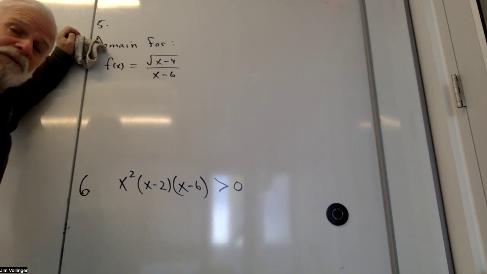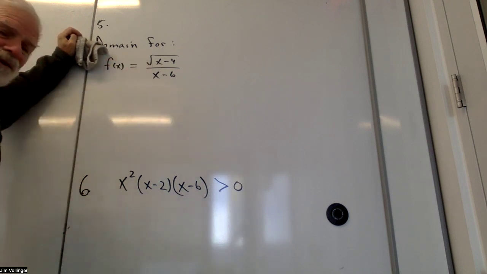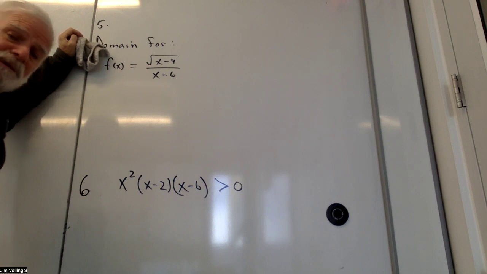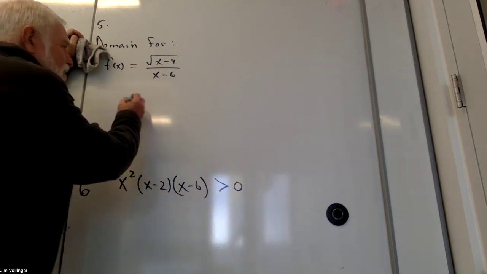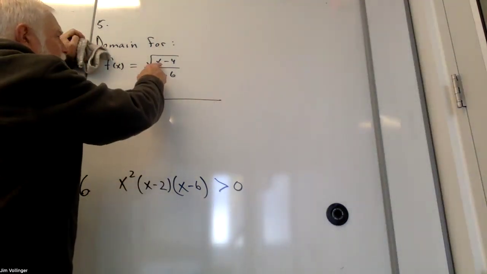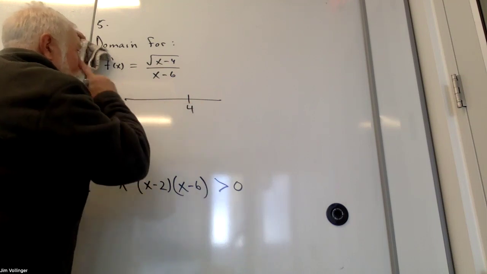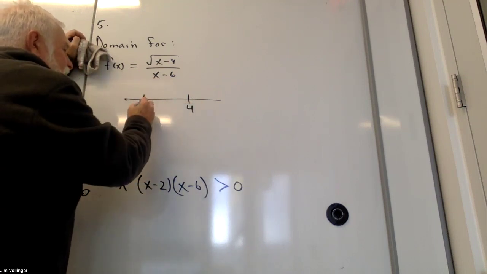Oh, you want me to mention what the domain is? What numbers can I use? It's usually easiest to find out what numbers you can use by finding which ones you can't. Just identify the critical numbers. Let's identify 4 as being critical, and let's identify 6 as being critical.